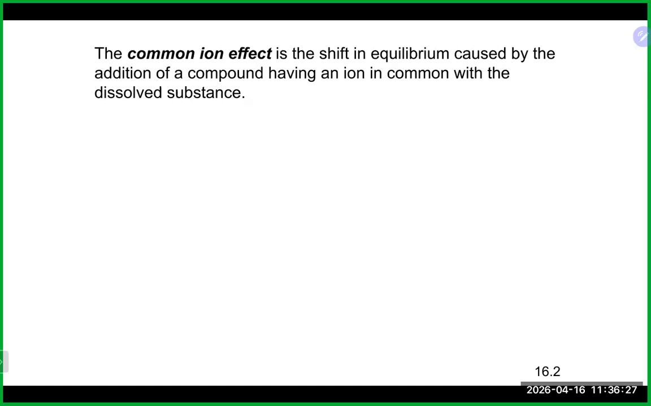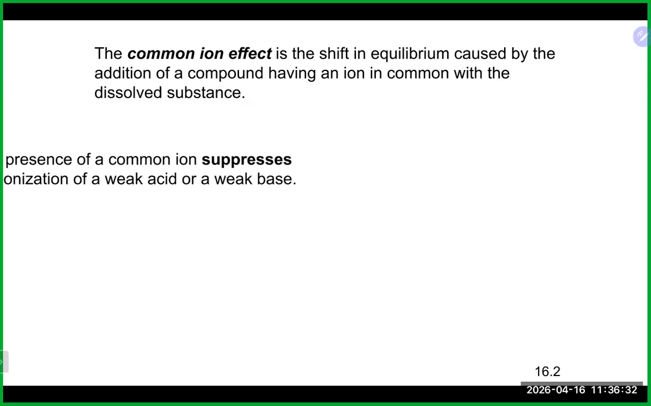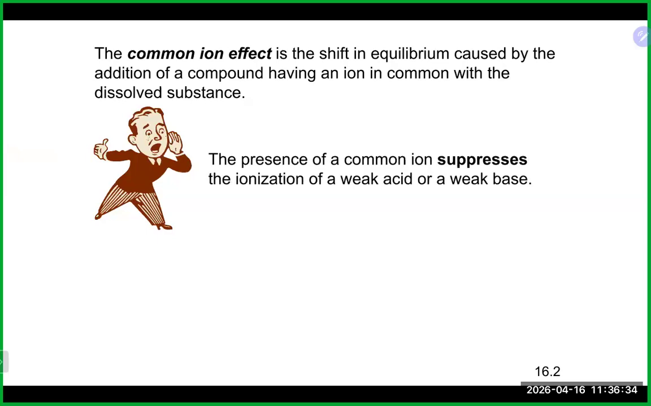And it has a lot to do with what happens in a particular solution. So when we have a common ion present, what it essentially will do is suppress the ionization of a weak acid or weak base. Essentially, if you have a common ion, it's going to keep your acid together and keep your weak base together and not allow it to break apart.